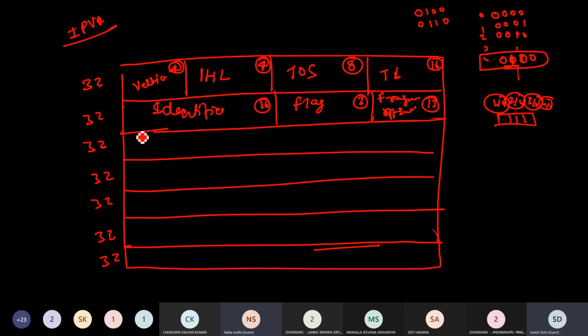Next comes time to live. We call it TTL, time to live. So here we have 8 bits for time to live. What is the meaning of time to live?